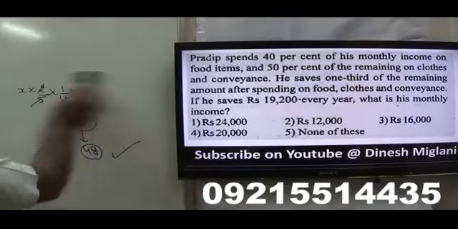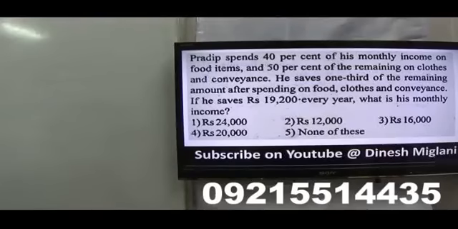Next statement, Pradeep spends 40% of his monthly income on food item, 50% of the remaining on convenience. He saves 1/3 of the remaining amount after spending on food and clothes and convenience. He saves 19200 every year. What is his monthly income?